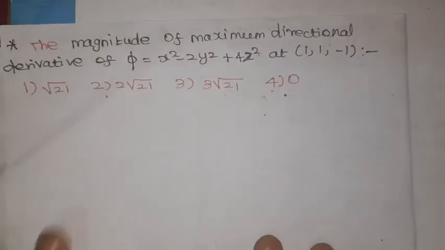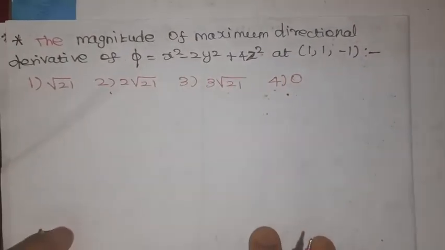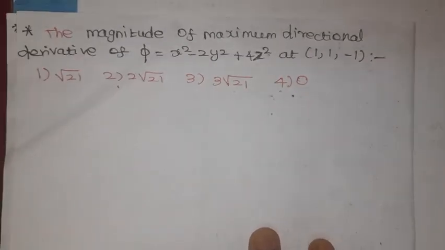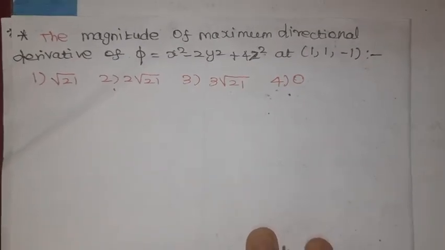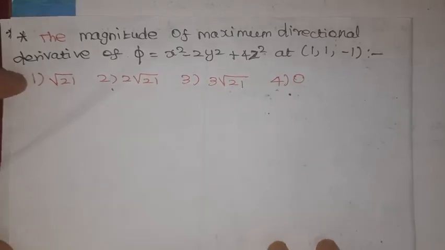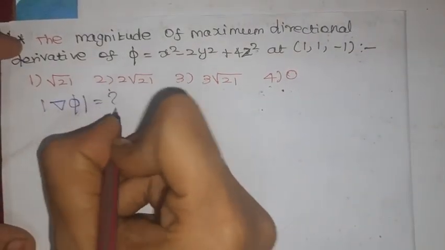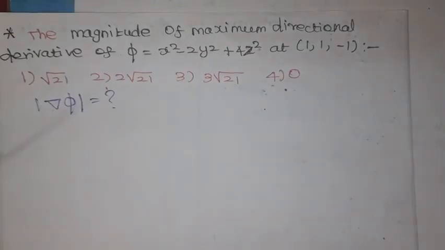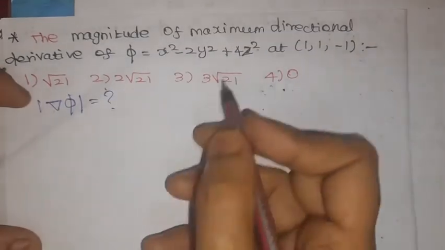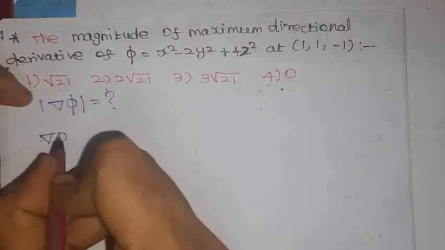Then move on to the next one, the magnitude of maximum directional derivative. The magnitude of the maximum directional derivative is nothing but modulus del phi. We need to find this out. The maximum directional derivative is nothing but del phi, and its magnitude is modulus del phi. So phi value is given, and we need to find del phi.